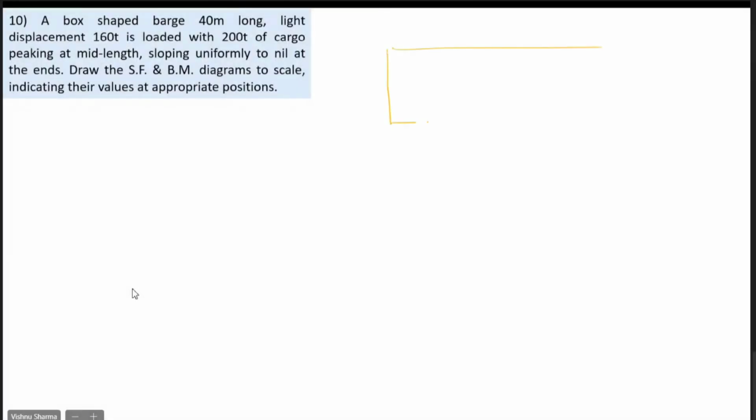A box-shaped vessel. Just be careful about this question, guys. Length 40 meters. Breadth not known. Light displacement 160 tons, uniformly distributed, that you can do. Is loaded with 200 tons of cargo, peaking at mid-length. So cargo is peaking at mid-length. We don't know what the height is, and sloping to 0. He says draw the SFBM diagram, guys.